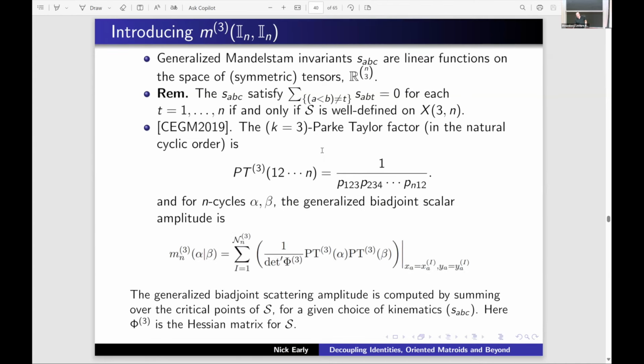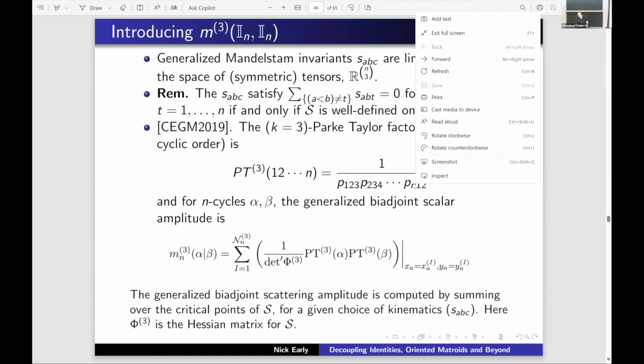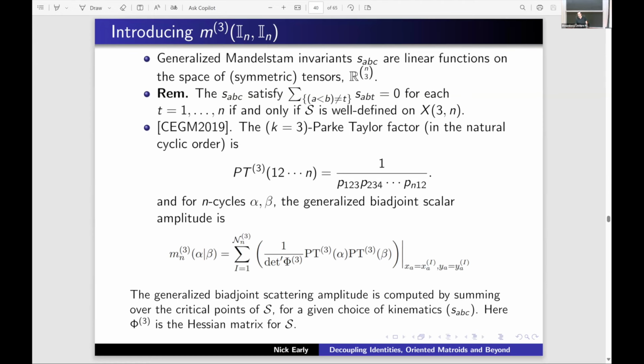So for each pair of these Parke-Taylor factors, these products of reciprocals of cyclic minors, for each pair of cyclic orders alpha and beta, you can define it in the analogous way. Take the product of Parke-Taylor factors, divide by the determinant of the Hessian matrix, and sum over all the critical points.